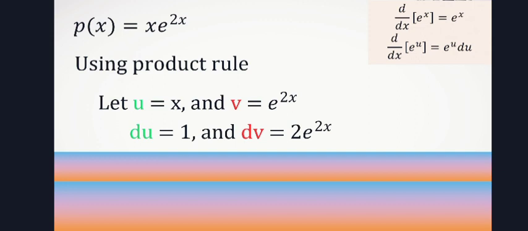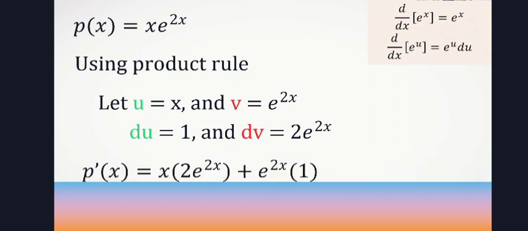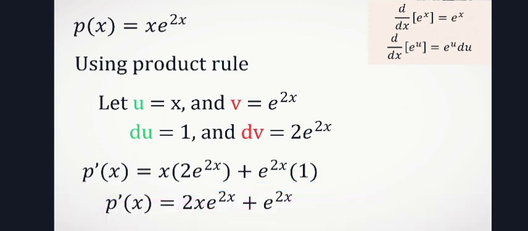Recall natin that the formula, pag hinaharap natin yung derivative ng function using the product rule is what? Is derivative of your function is equal to u dv plus v du. Again, u dv plus v du. So what is our u here? That is your x times the dv, which is 2e raised to 2x, plus your v, that is e raised to 2x times your du, which is 1. Then we will simplify. So 2 times x is 2x, e raised to 2x, plus, ito naman times 1, that is e raised to 2x.